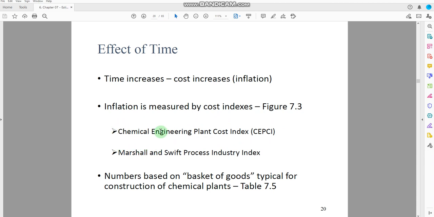First one is the Chemical Engineering Plant Cost Index, CEPCI. This index is mostly used in the industries and the academia. The Marshall and Swift process industry index is also a type of index that we can use. Okay, so these two indexes basically give you the increase in the cost with the increase in the years. They are numbers based on a basket of goods typical for construction of chemical plants. Both of these indexes develop their values based on the common equipment that we are using in the industries. Okay, so we'll see what could be the basket of goods in the chemical plants.